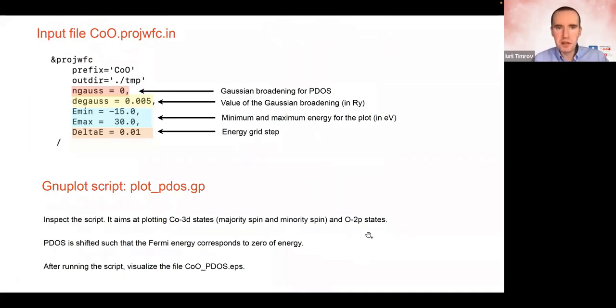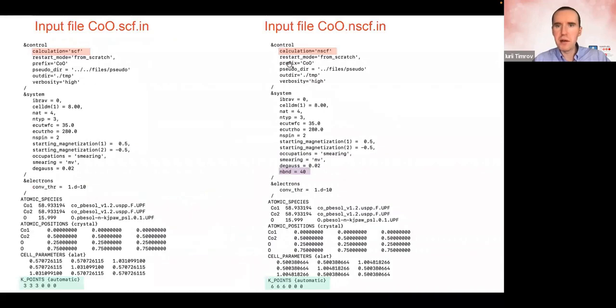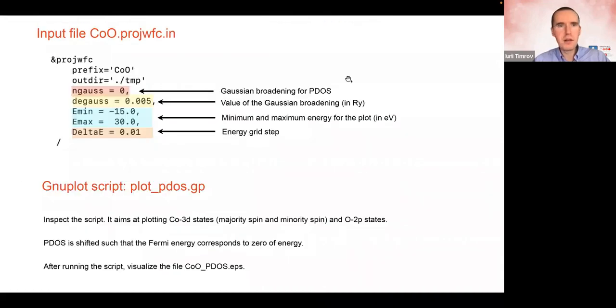Once these two calculations are done, and we will do it in a moment, the third calculation is the projected density of states calculation using the program projwfc. The input is here, it's pretty simple. The prefix and outdir are exactly the same as in the previous two inputs. Then we need to specify a few other keywords like Gauss, which tells the code that this is Gaussian broadening, the value of the broadening, the Gauss in Rydberg, the energy window for the PDOS, and the step delta E.